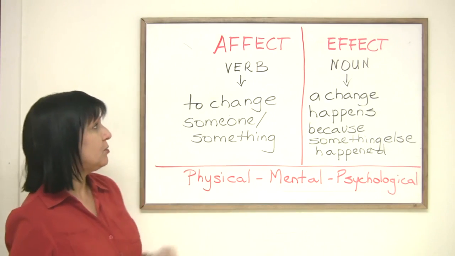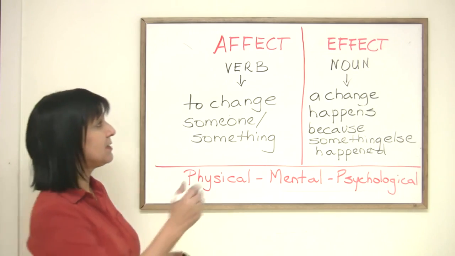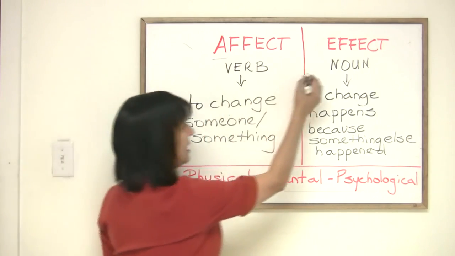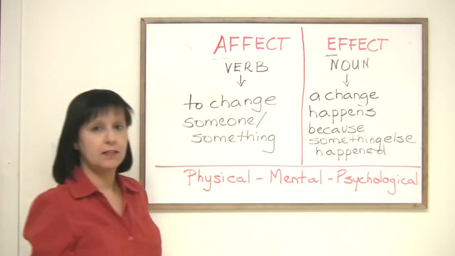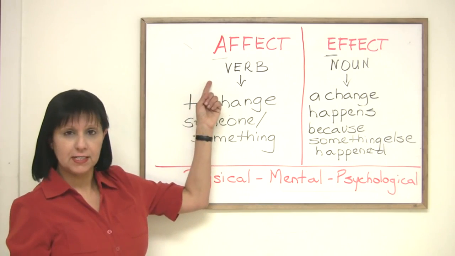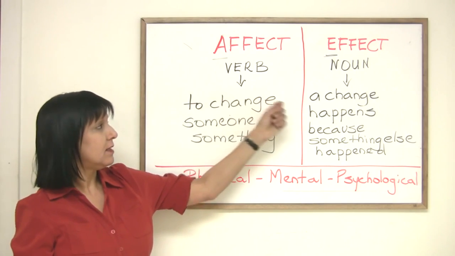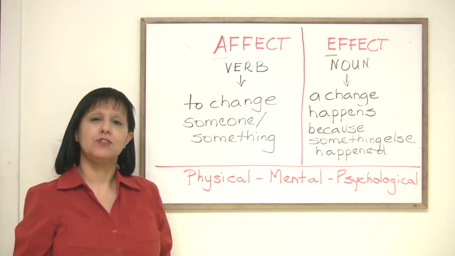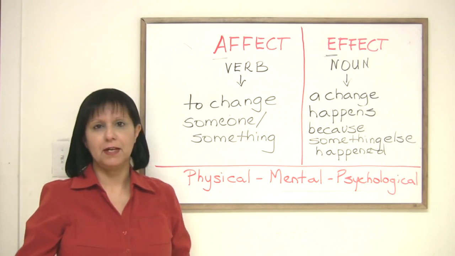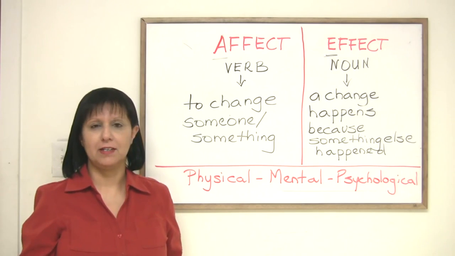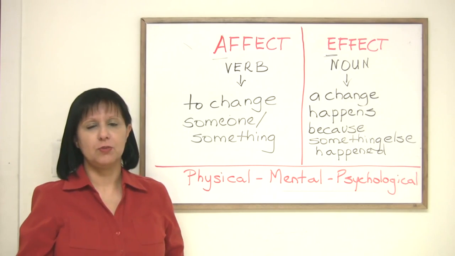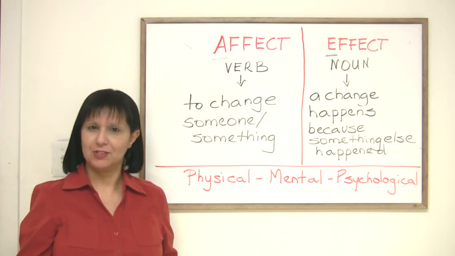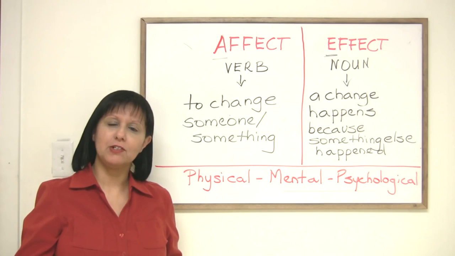Okay? So as you can see, they are also spelled differently, right? A and E. The verb affect is spelled with A. The noun effect is spelled with an E. Alright? So, two little words, but one more way in which you can improve your English once you understand the difference between the two.